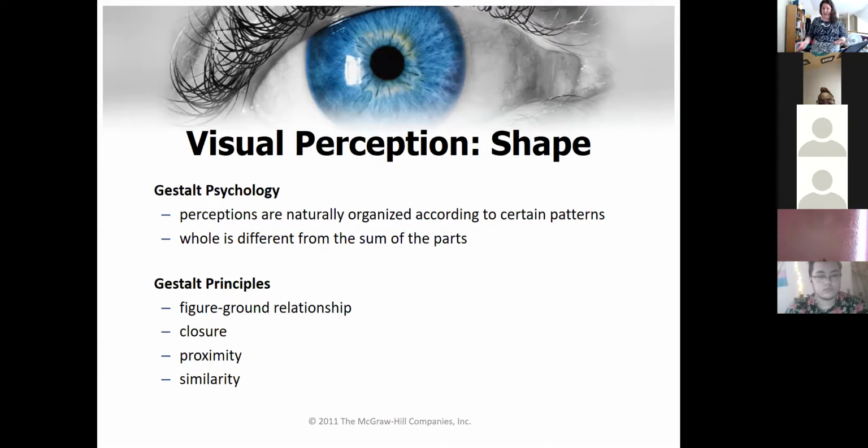So we'll start by talking about shape. To perceive a visual stimulus, fragments of information that the eye sends to the visual cortex must be organized and interpreted. So one of the things that we look at here is the figure and ground relationship. And this is part of Gestalt psychology, the idea that perceptions are naturally organized according to certain parts, and that the whole is different from the sum of the parts.